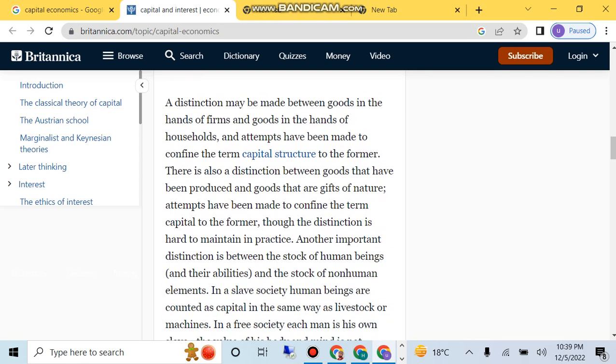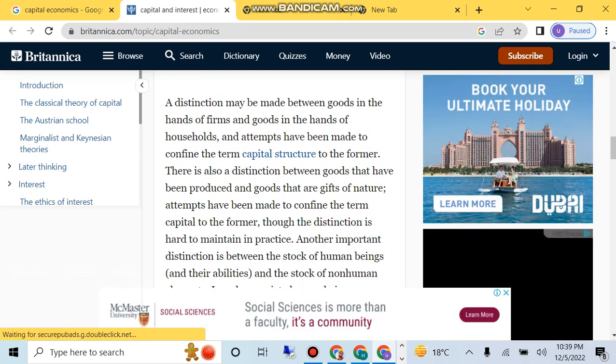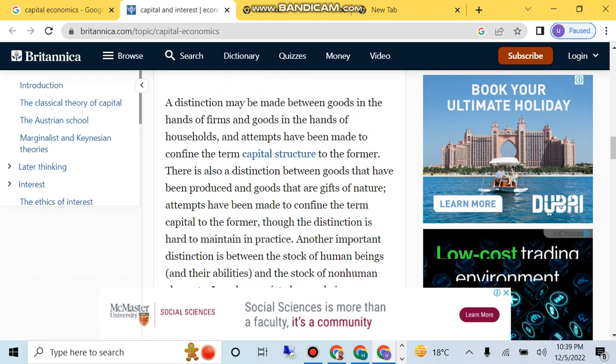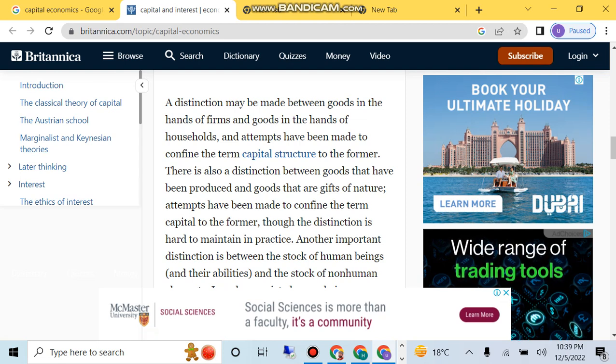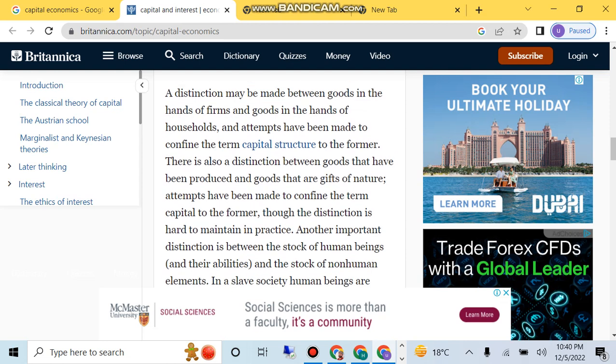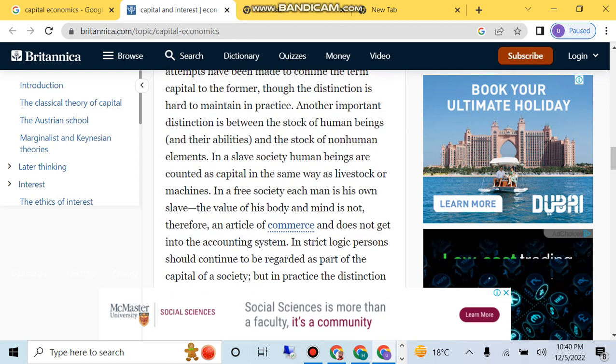This distinction may be made between goods in the hands of firms and goods in the hands of households, and attempts have been made to confine the term capital structure to the former. There is also a distinction between goods that have been produced and goods that are gifts of nature. Attempts have been made to confine the term capital to the former, though the distinction is hard to maintain in practice.